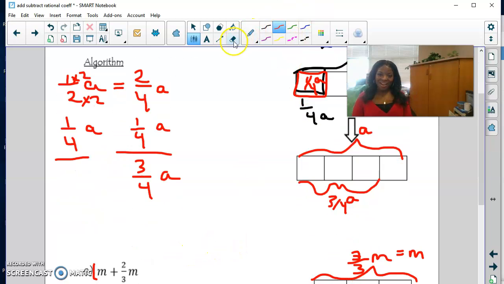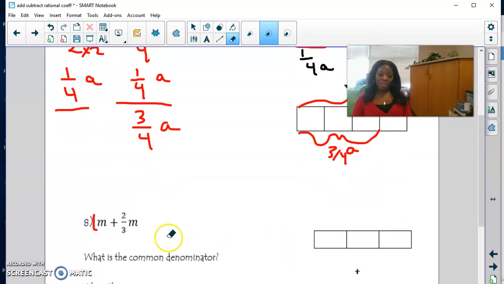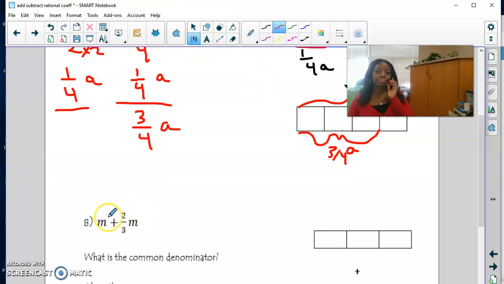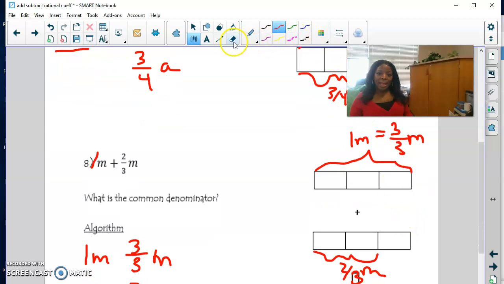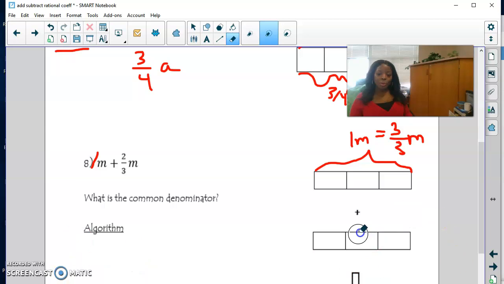Okay? All right, let me erase this from 6th period. Okay, m plus 2/3 m. What is the coefficient on the variable m? 1. Good job. Okay, sure, it's 1. 1m. So when we look at the bar model of 1m, 1m is how many thirds? 1, 2, 3. So 1m is the same thing as saying 3/3 m. Okay? And then we're going to add to 1m 2/3 m.